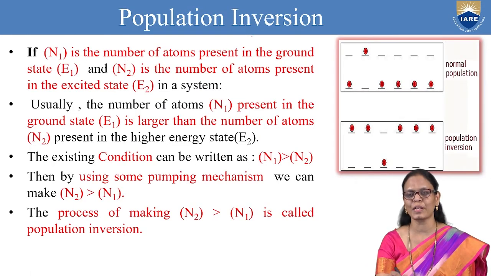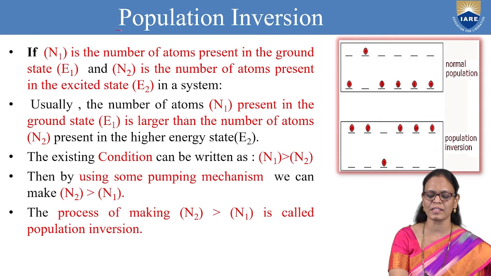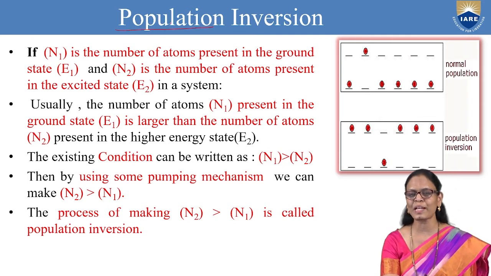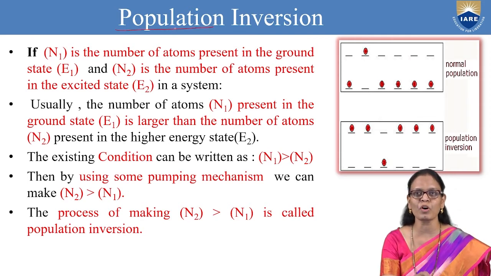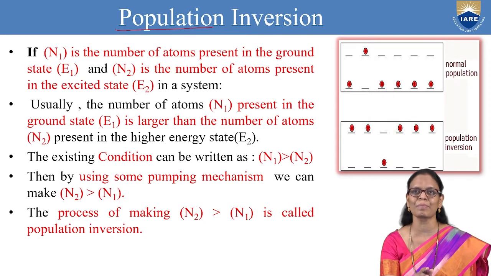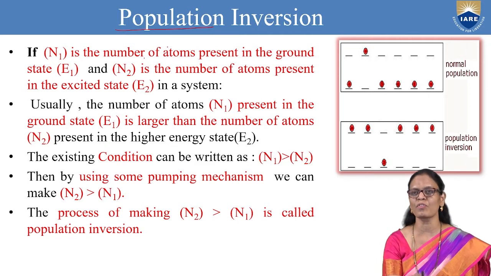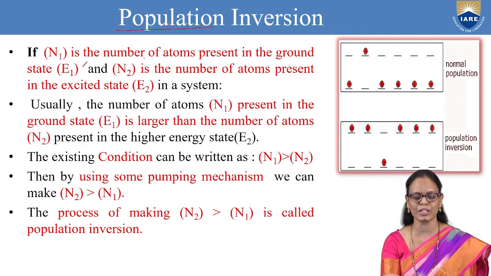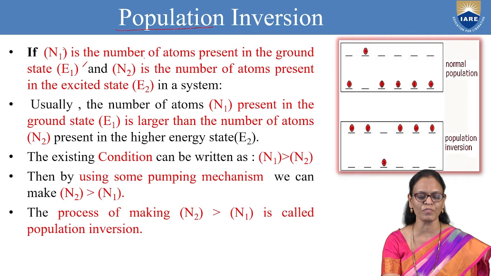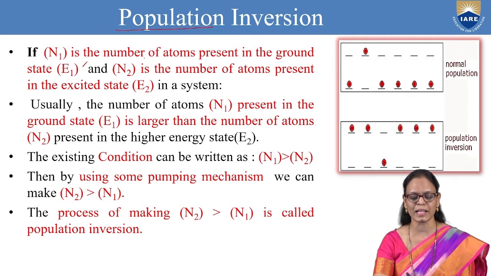Now, coming to population inversion. First of all, let us understand the term population. Population here represents the number of atoms that are present in a particular level. If N1 is the number of atoms present in the ground state E1, I will call the population in E1 as N1. N1 simply represents the number of atoms present in the ground state. So I can say that is the population N1.